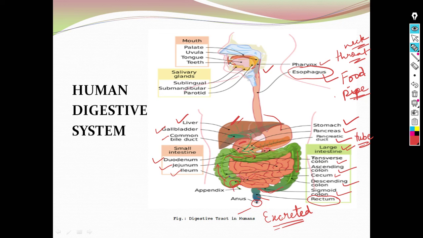Now here is one appendix. You can see this appendix is vestigial. You can say this is the thing which is not being used in human beings now. That is why we call it a vestigial organ. So that's all about the human digestive system, and in the next part we are going to study one by one all the parts of the human digestive system.